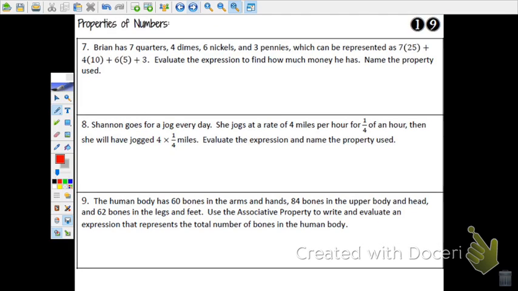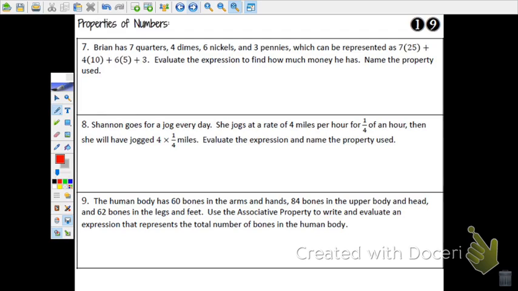Next one, we're working with properties. A number of different number properties. Number 7 says Brian has 7 quarters, 4 dimes, 6 nickels, and 3 pennies, which can be represented as 7 times 25 plus 4 times 10 plus 6 times 5 plus 3. Evaluate the expression to find out how much money he has, and then name the property used.